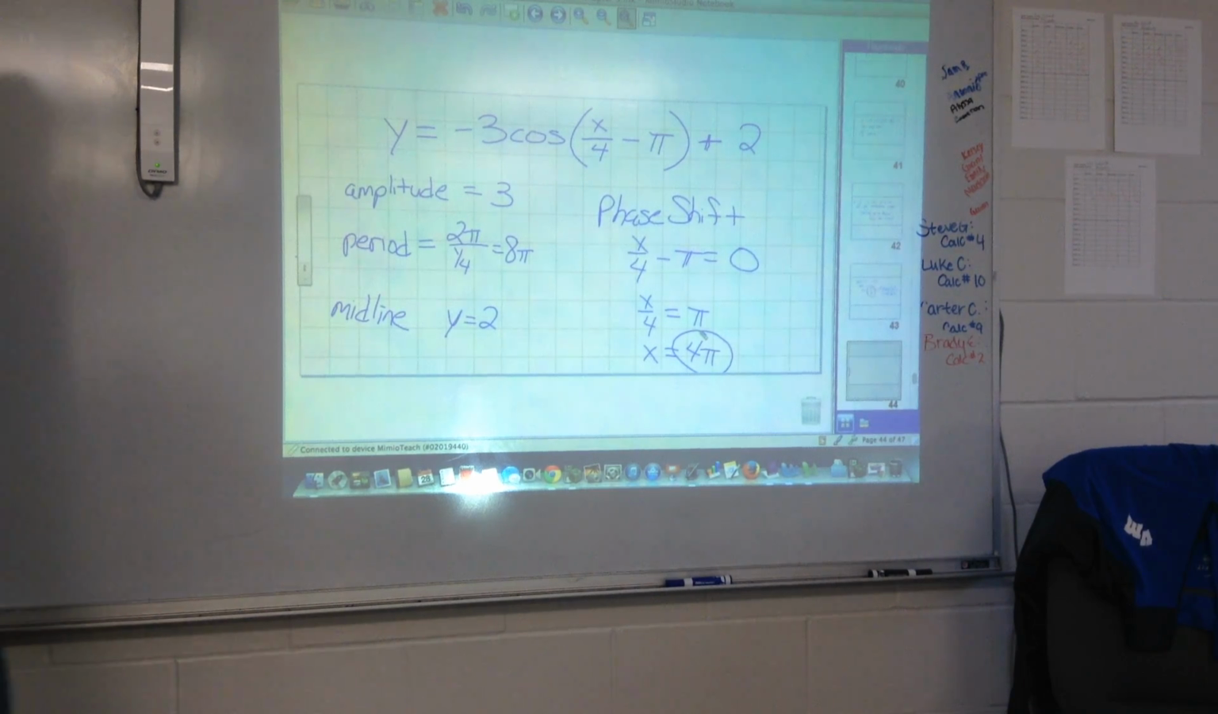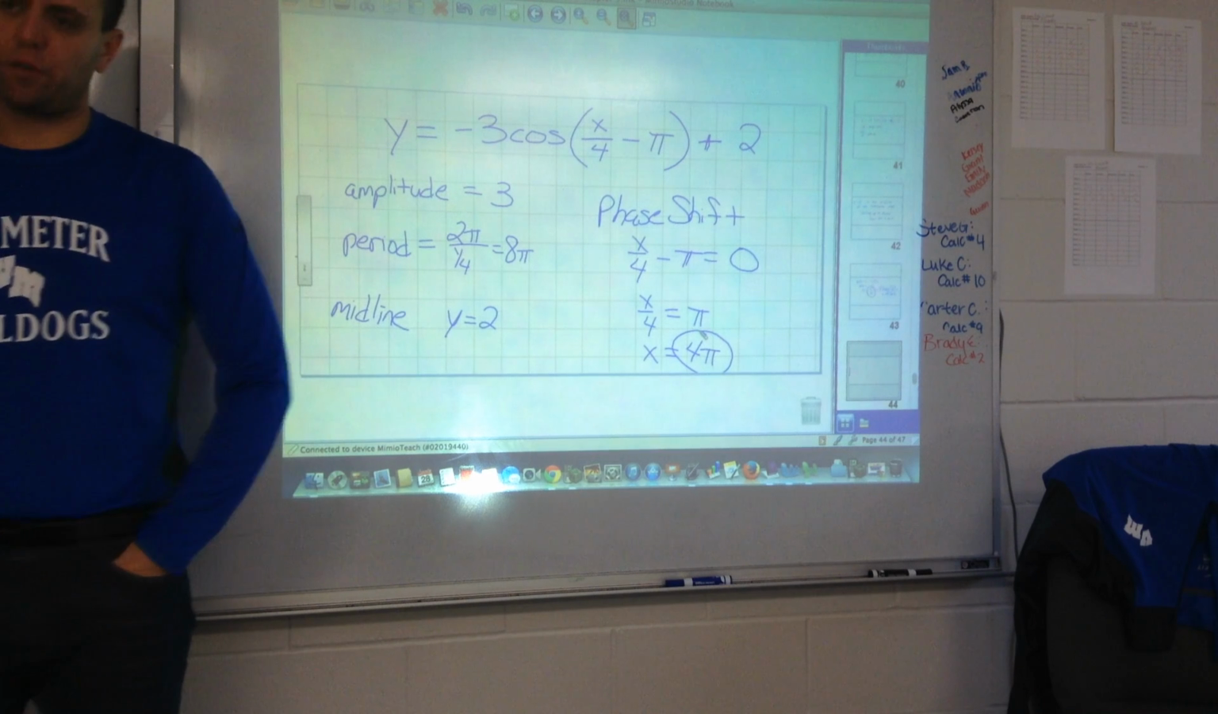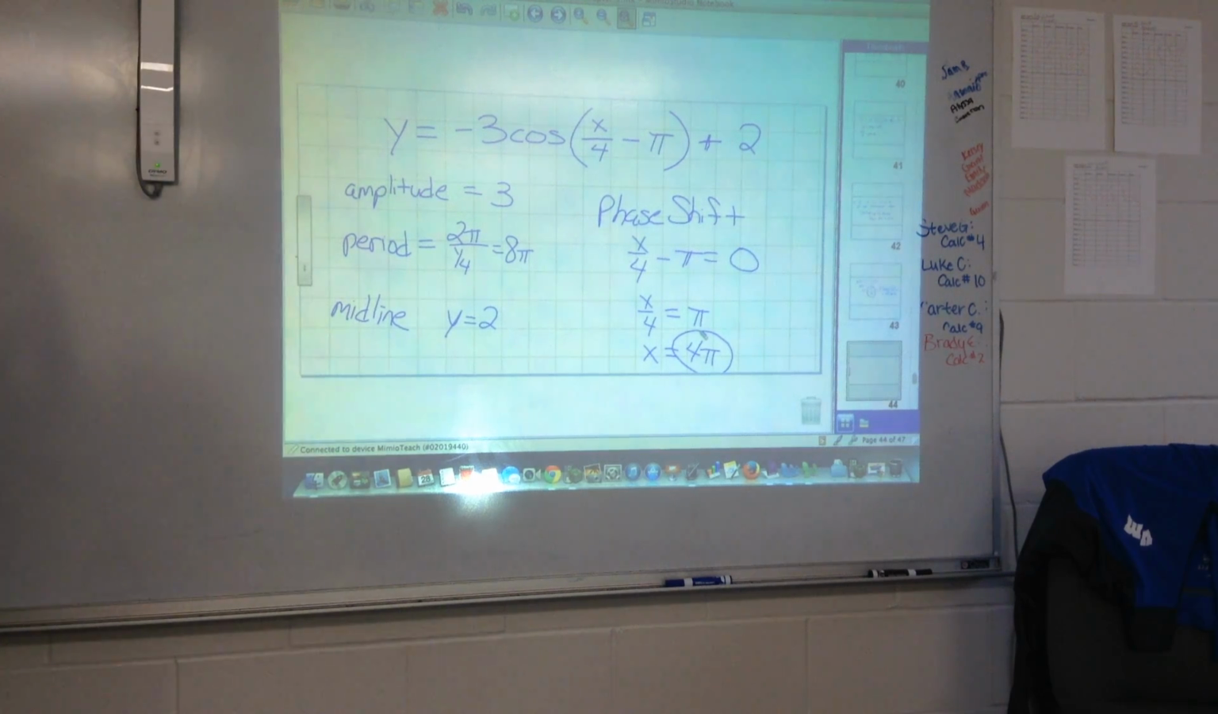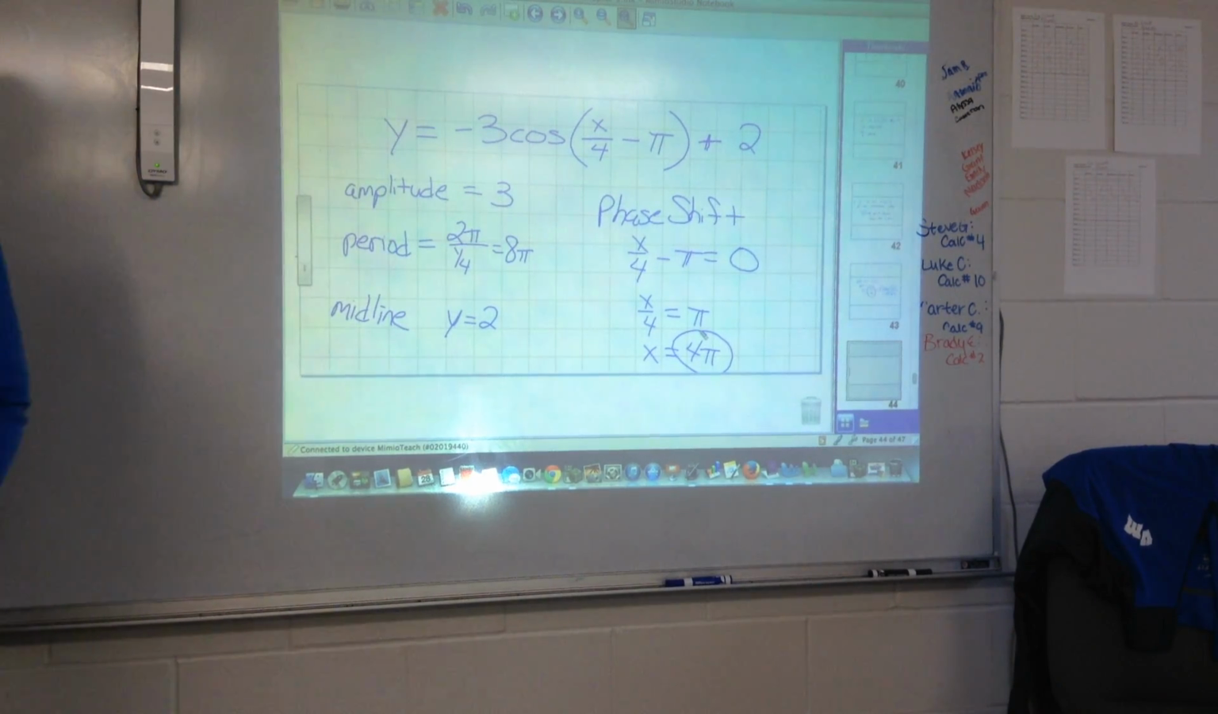Will the C value more than likely always be pi? A lot of times it'll be something like pi over 2 or pi over 4. It's going to have something to do with radians because usually we're counting by those. It could be something different, which would make it a little bit more complicated, but the ones I'm going to give you are, for the most part, going to have pi.